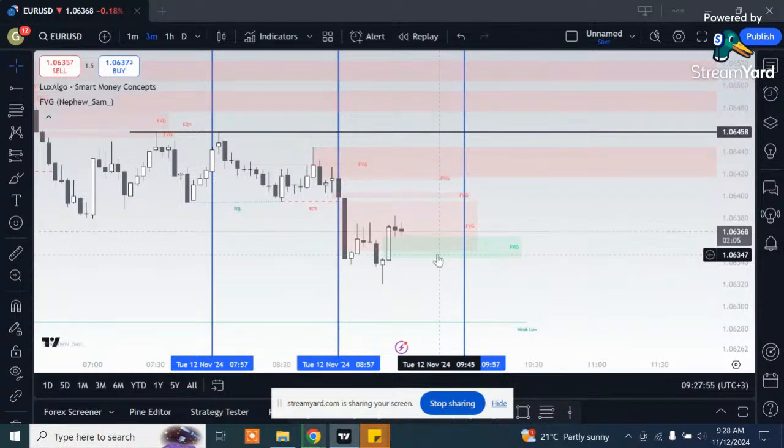So basically this is what I'm going to be looking out for. This is what I'll be waiting for price to give me. And then once price gives me what I'm waiting for, I'm definitely entering the market. So this is how I'm going to be trading for today.